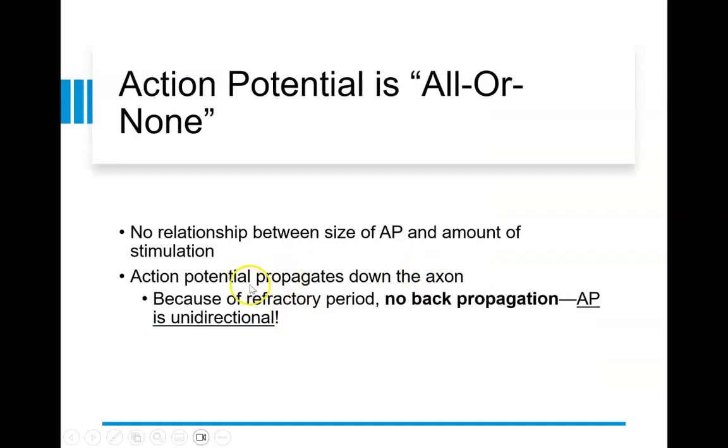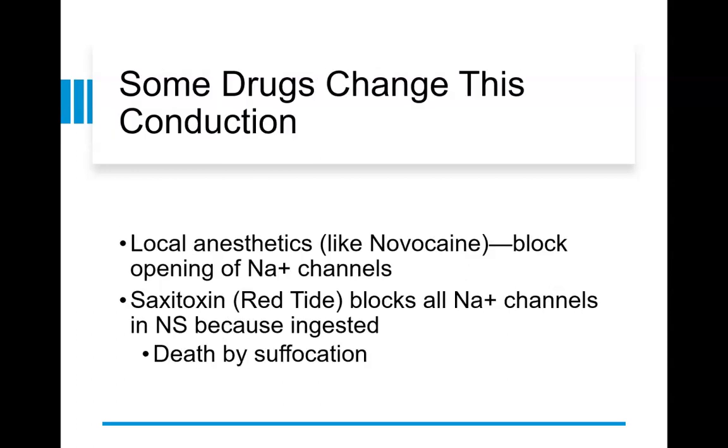And because of the refractory period, the action potential cannot move in both directions down the axon. Because the previous section of axon is still in its refractory period, the action potential does not back propagate. The action potential always moves in one direction, starting at the axon hillock near the soma and basically terminating at the terminal buttons where neurotransmitters are released.